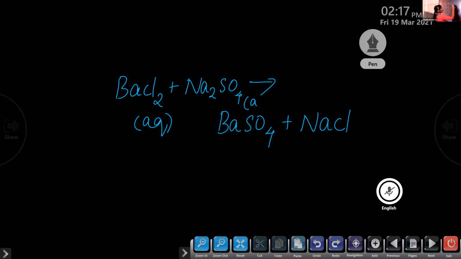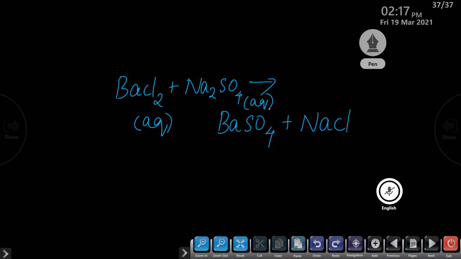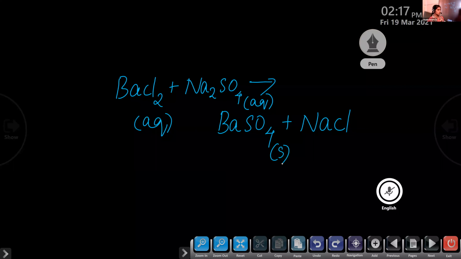The next one, barium sulfate, is insoluble in water. Insoluble means not soluble in water. So is it solid, liquid or gaseous? Solid. Then the next one, sodium chloride. It's also dissolved in water, so we can write aqueous. So this is the chemical equation of this particular reaction.